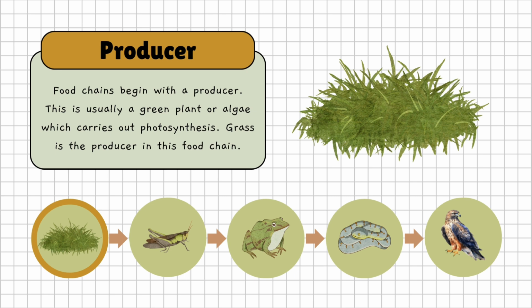Okay, so let's have a quick highlight for each of the components of the food chain. So we have the producer. Food chains begin with the producer. This is usually green plant or algae which carry out photosynthesis. So grass is the producer in this food chain.